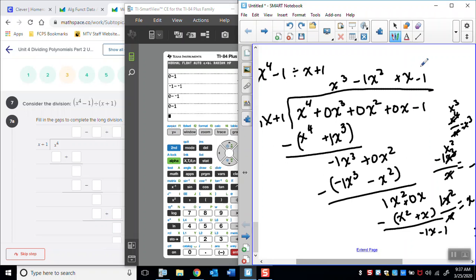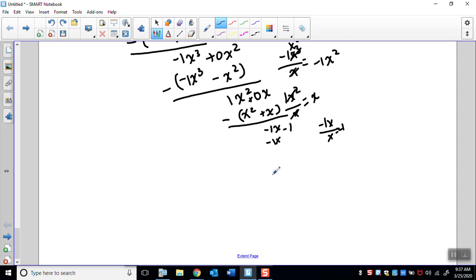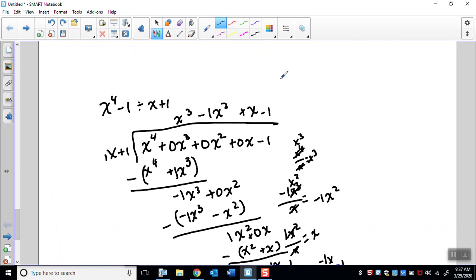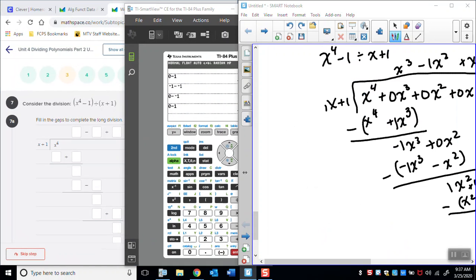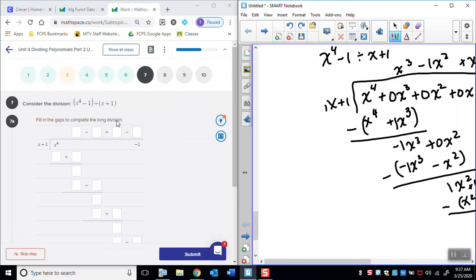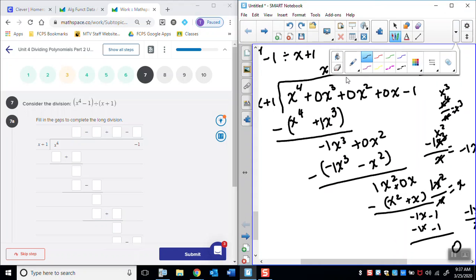Okay, so I guess I should finish the problem. Negative 1. So annoying. Look at all this. Negative 1 times positive 1, that's negative 1x. And then you have here negative 1 times positive 1, that's negative 1. And then when we subtract this out, you zeroed it out. Okay, so for this one, my quotient or my answer is the part that is up here.